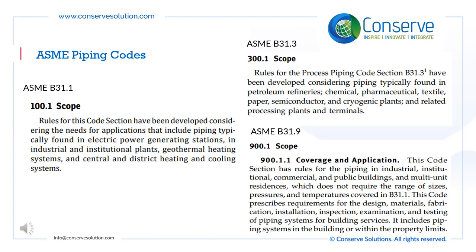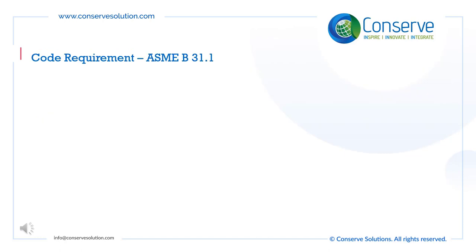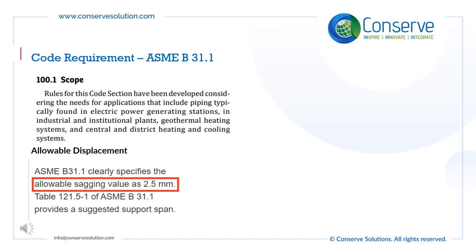Take some time to read the scope of the codes ASME B31.1, ASME B31.3 and ASME B31.9. If you read thoroughly, you can very well find that ASME B31.1 is the most relevant code for chilled water systems, district cooling and heating systems. That is what is generally followed in the industry as well. So in order to comply with ASME B31.1, the maximum displacement should not exceed 2.5 mm.